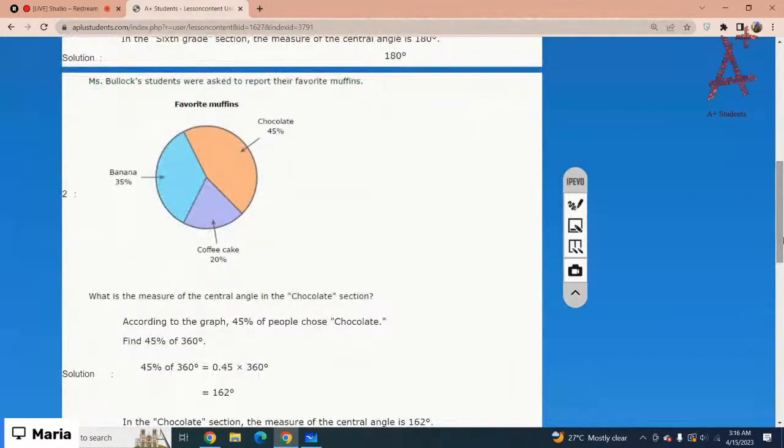Okay, Mr. Bullock's students were asked to report their favorite muffins. What is the measure of the central angle in the chocolate section? So here the chocolate section means 45%. You have to calculate 45% of 360 degrees. Got it? So just calculate 45% of 360 degrees. It will be 162. That means here the angle is 162. Got it?